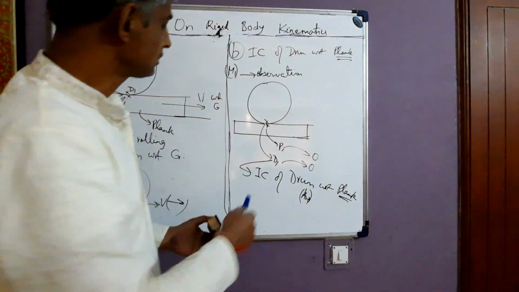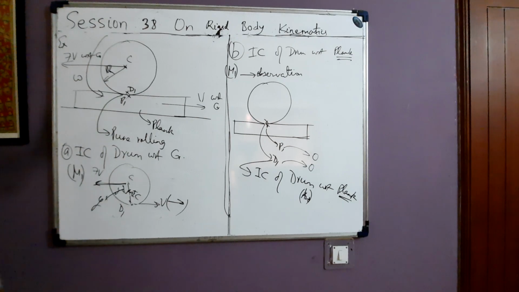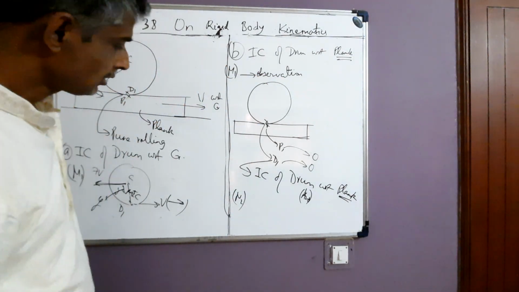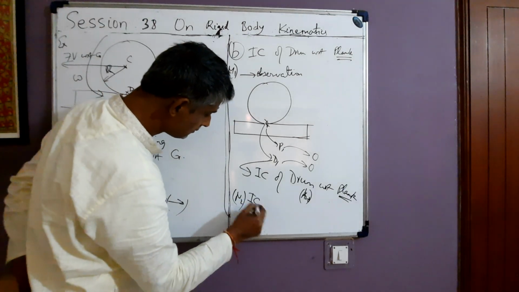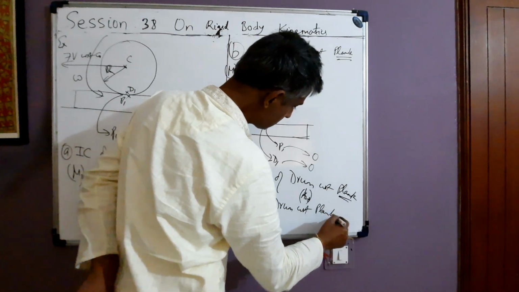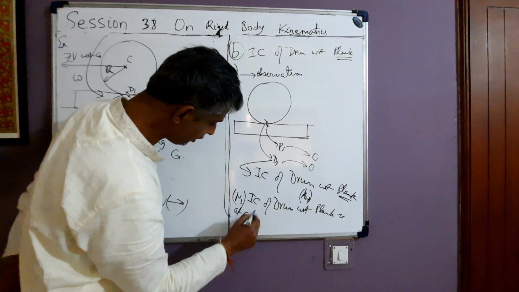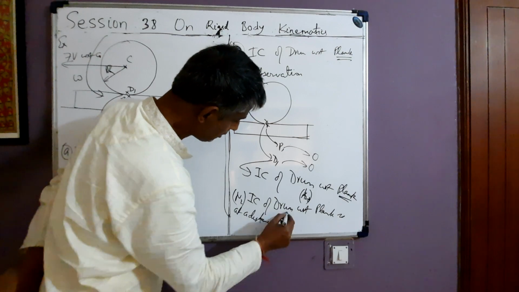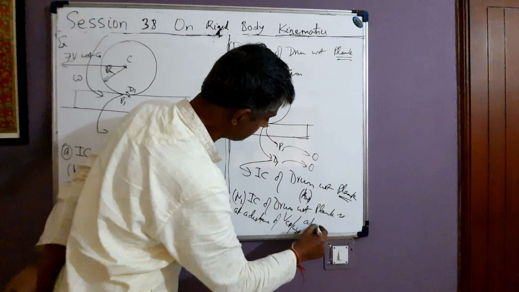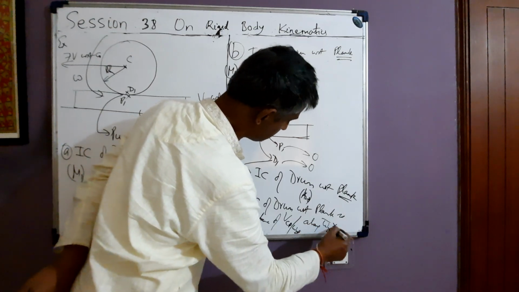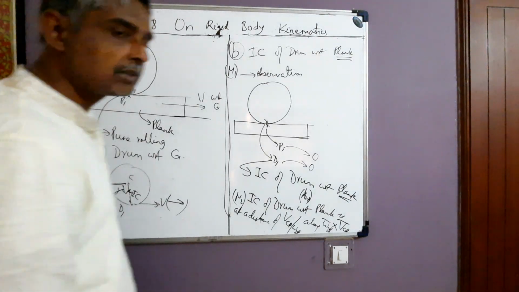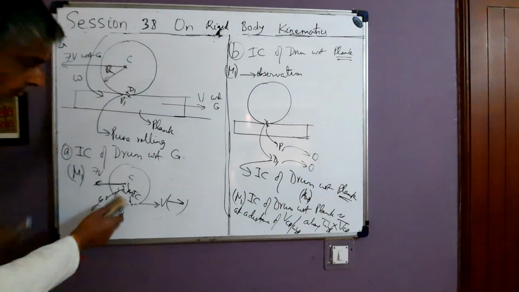Now we want to determine it by another method also. First answer we have obtained by method 1. Now we determine this by method 2. Now the IC of drum with respect to plank is at a distance of VCP by omega dp, along the direction of omega dp cross VCP.